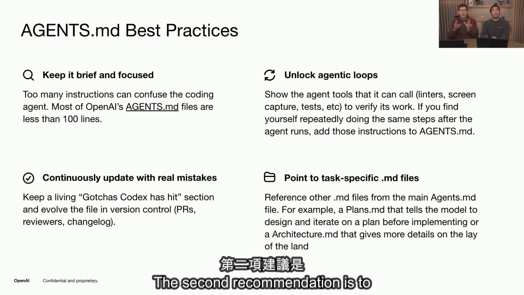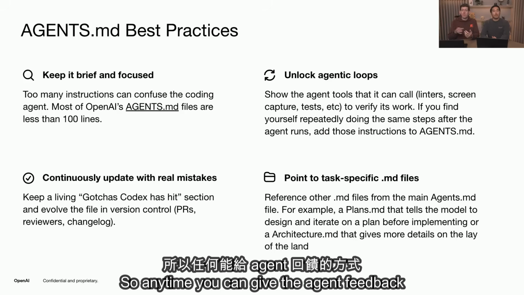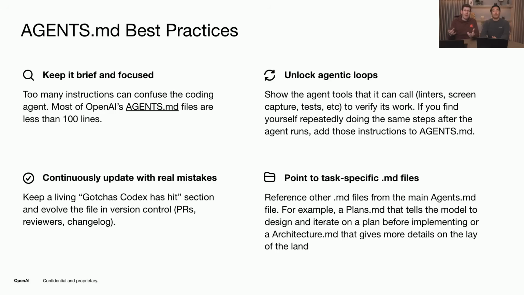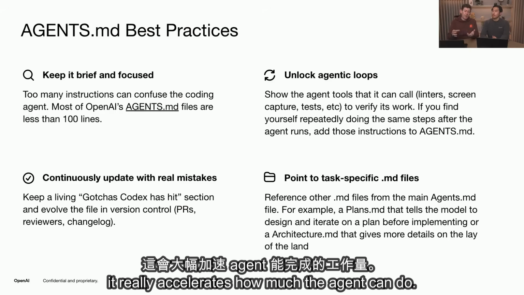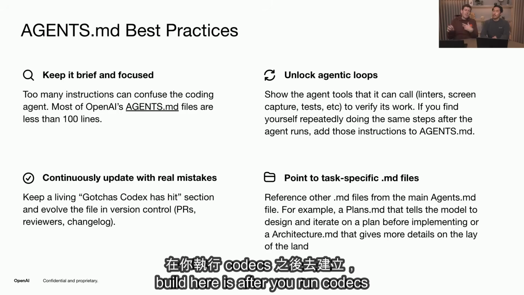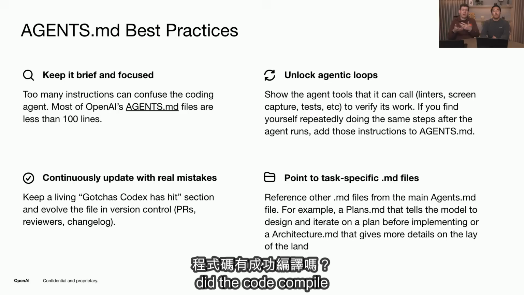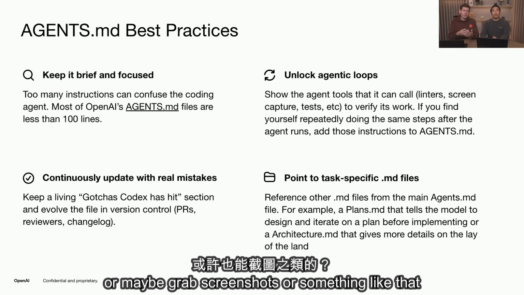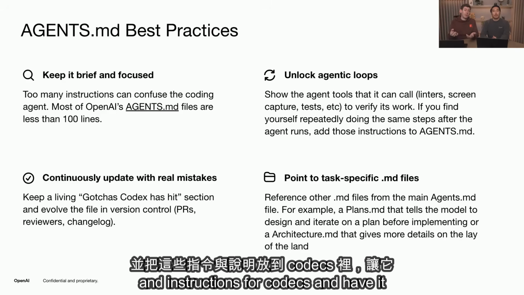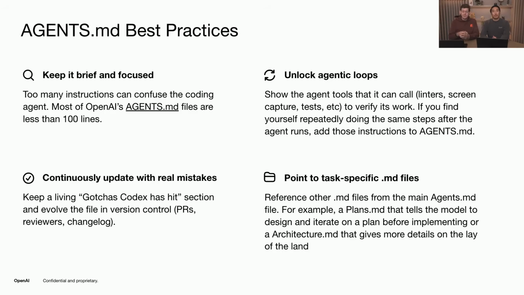The second recommendation is to focus on unlocking agentic loops. So anytime you can give the agent a way to get feedback from tools like linters, tests, etc., and verify its work, it really accelerates how much the agent can do. And a good intuition to build here is, after you run Codex, if you're finding that you run commands to check did the code compile, or maybe grab screenshots or something like that, see if you can add those as commands and instructions for Codex and have it just do that itself and unlock those loops.